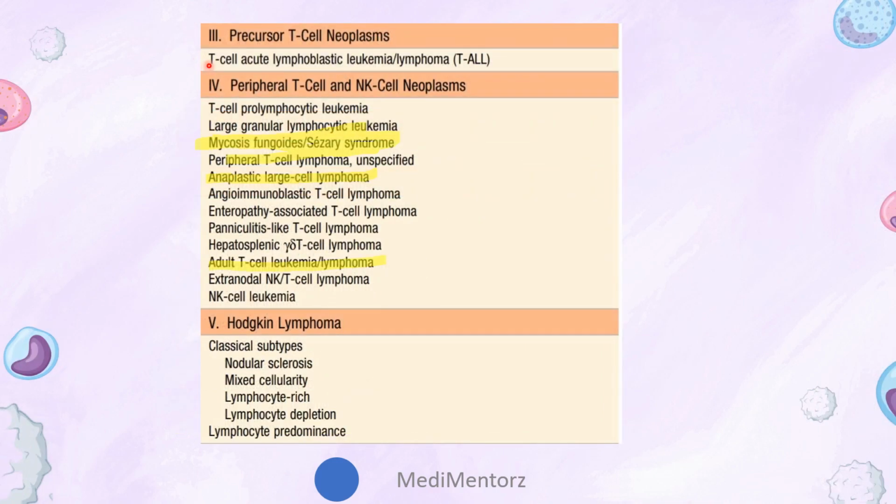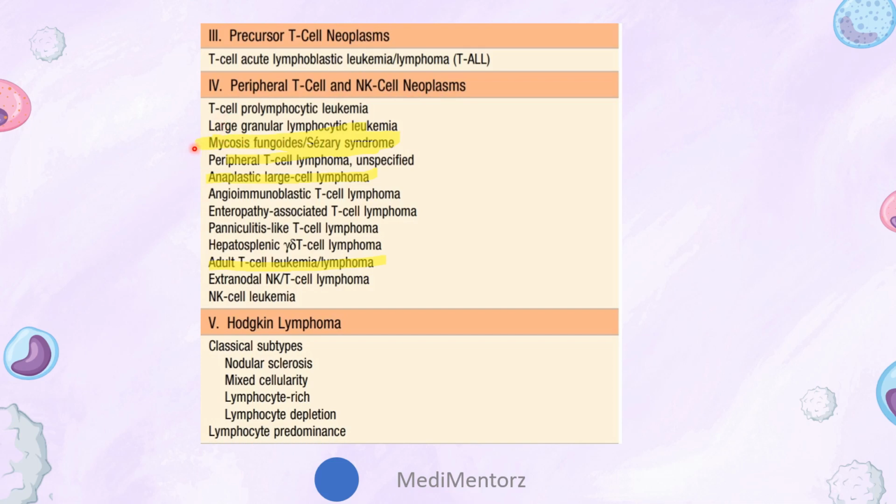The third one is precursor T-cell neoplasms. In this we have T-ALL. Coming to the fourth one, which is peripheral T-cell and NK cell, natural killer cell neoplasms. Just know the highlighted ones only, because the other things are not very important.